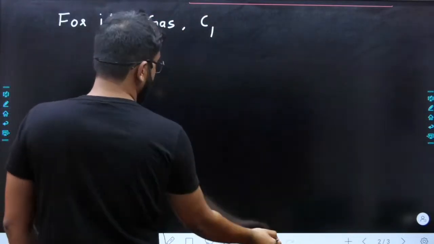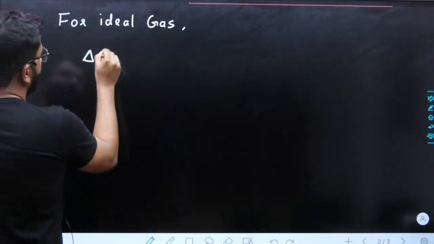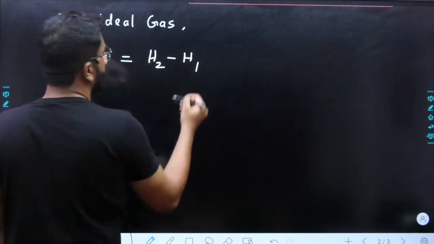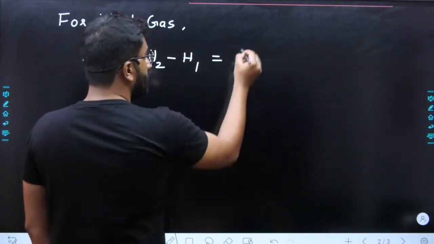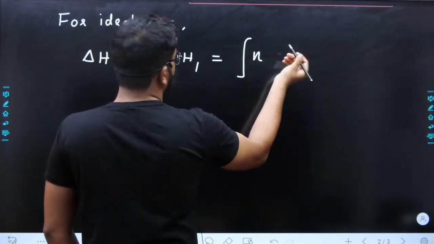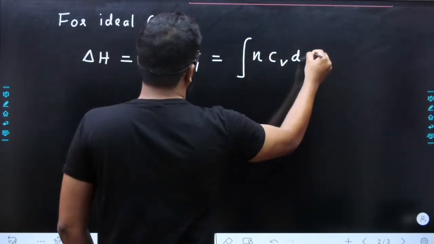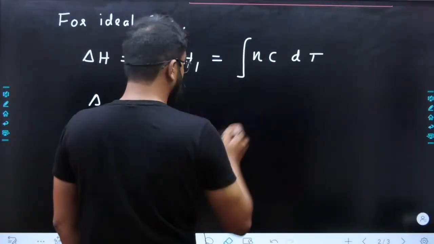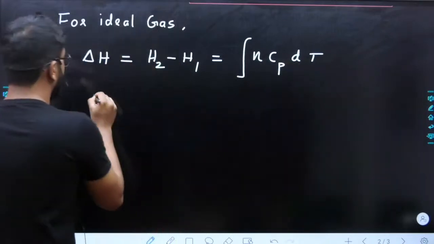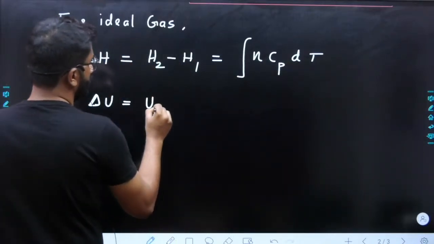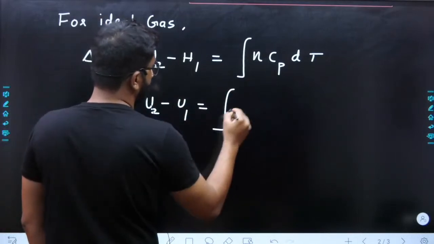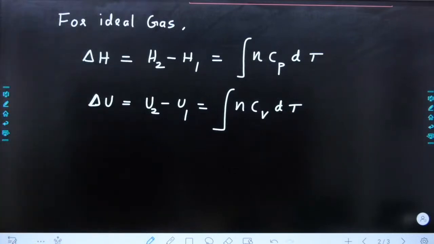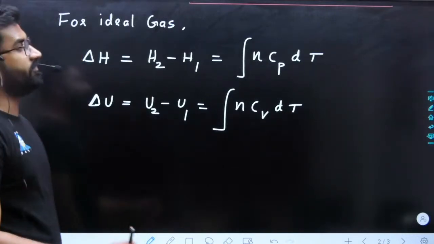Delta H is equal to H2 minus H1, or you can say it is integration of number of moles into Cv dT, or sorry, if it is delta H, it will be Cp. Delta U is equal to U2 minus U1, this is equal to integration of nCv dT. So these 2 equations are valid for ideal gas.